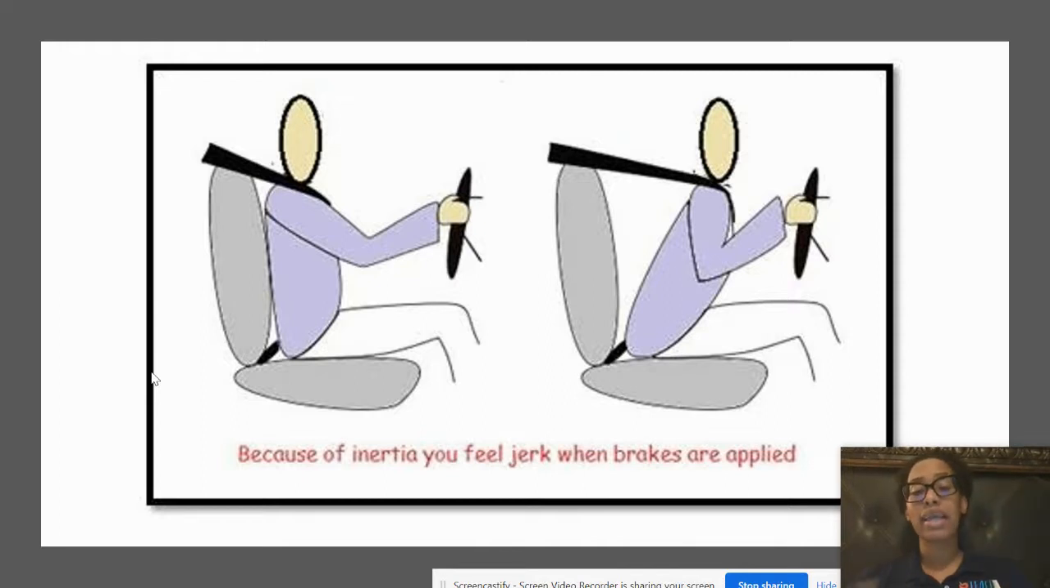I did explain yesterday, if you were in a car riding at 70 miles per hour, your body is also moving at 70 miles per hour. And you want to keep doing whatever you're doing. You want to stay in motion. The unbalanced force is the seatbelt that stops you from continuing to move.